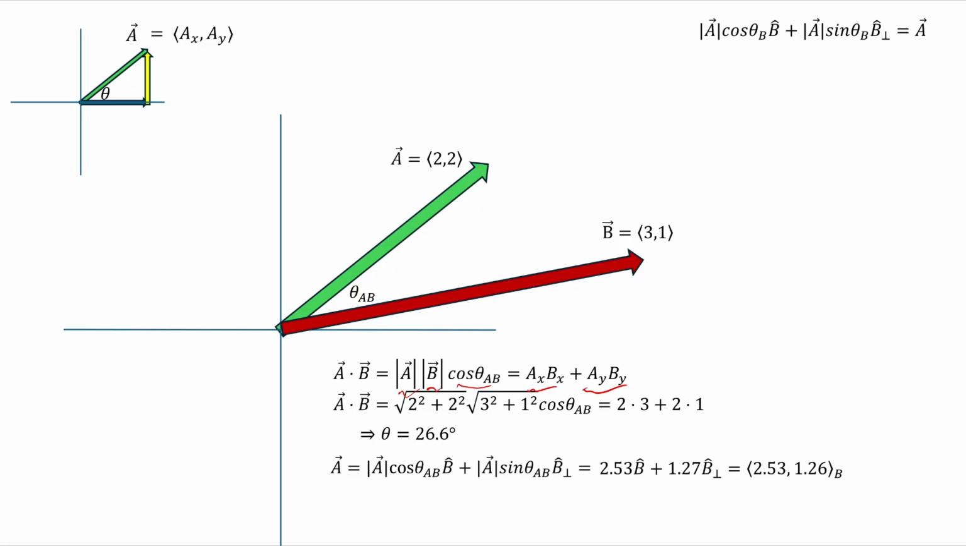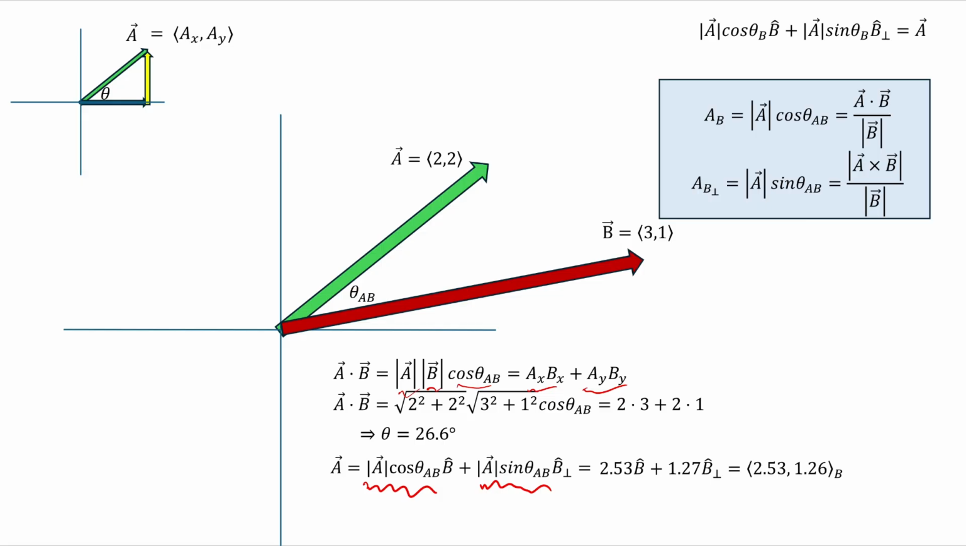I want to give you one final thing. If you take a look at what we have here, we have A cosine theta and A sine theta. If you remember your dot and cross product, there's actually a really nifty way to express the components along the axis in terms of dot and cross products.